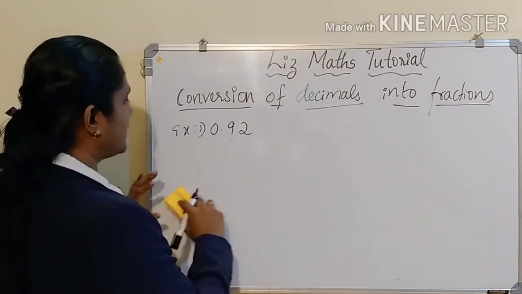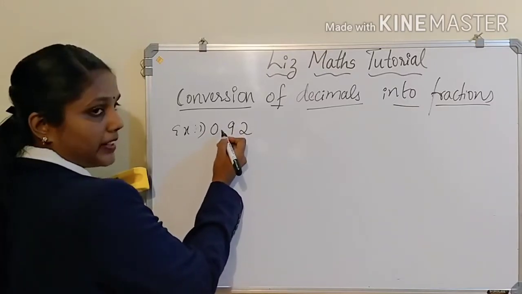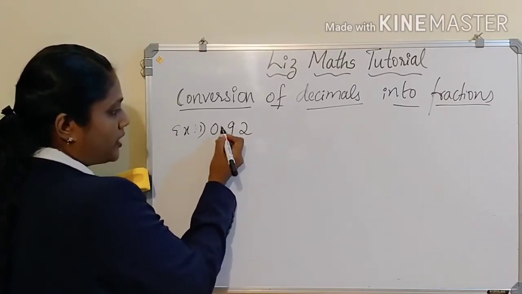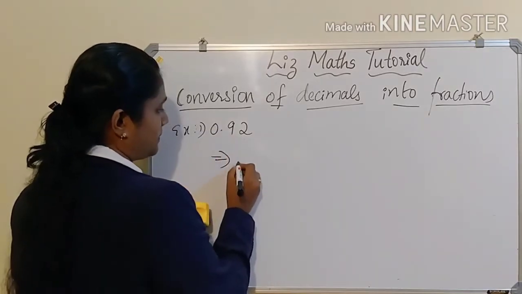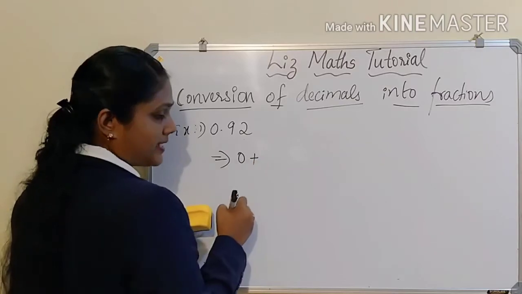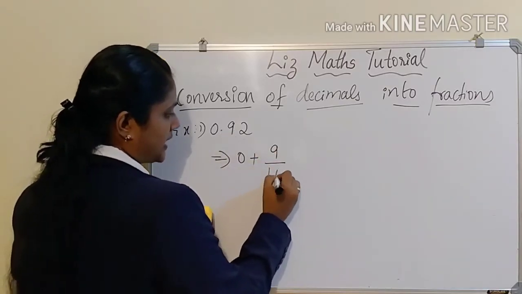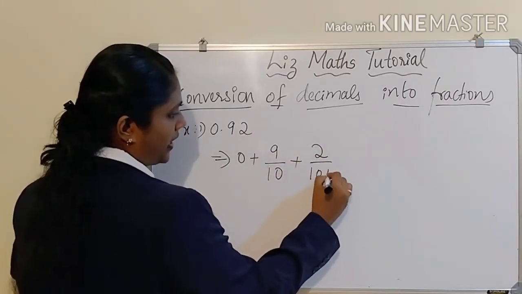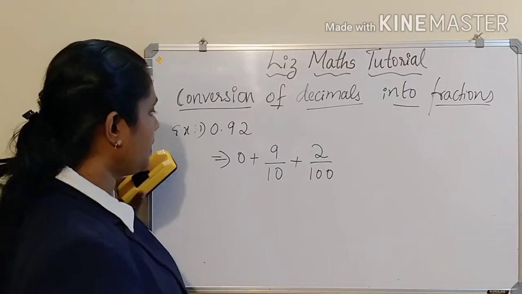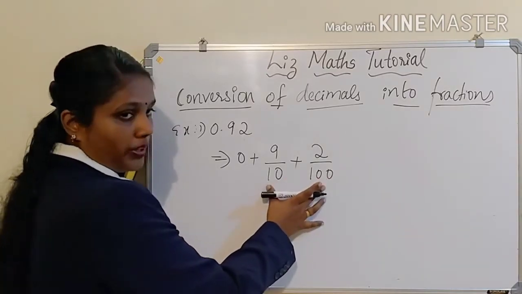Now let us see. Here there is nothing before this point. See, before this point there is 0. There is no value for that 0. So here 0 plus, after the point, that is 9 by 10 plus 2 by 100. So now we can go for taking the LCM of these two numbers.